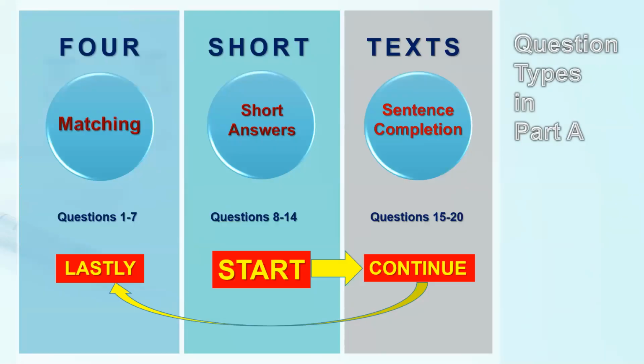Question types in part A: we have matching questions from 1 to 7, short answer questions from 8 to 14, and sentence completion questions from 15 to 20. The sequence for answering these questions is to start from question number 8 till the end, then go back from the start till the 7th question.